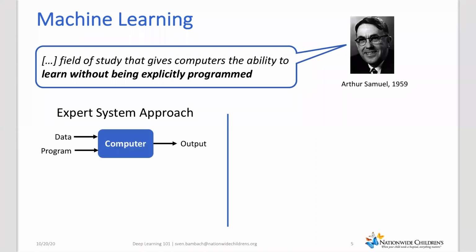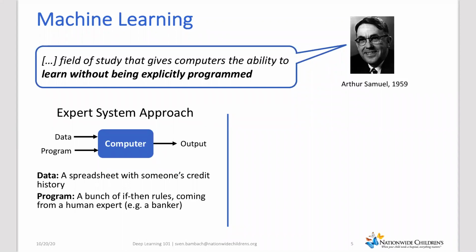So the way to think about this is that you supply data to the computer, and you supply a program to the computer, and then the computer gives you the desired output that you want based on the data and based on the program. To give you one example, let's assume your data is a spreadsheet with someone's credit history. And then the program is just a bunch of if-then rules that comes from some sort of human expert, like a banker in this example. And really the computer's role is just to run this program on the data and give you the output, like whether a credit has been granted or denied, right?